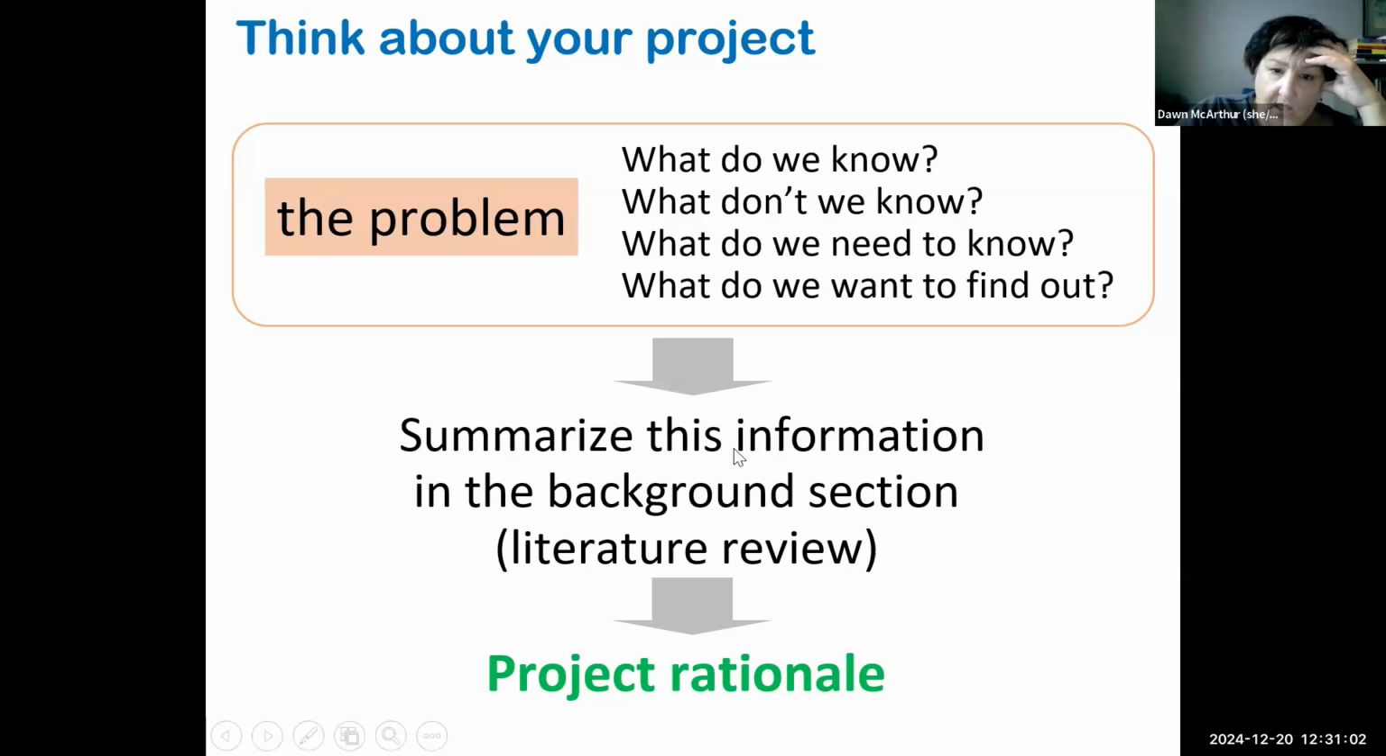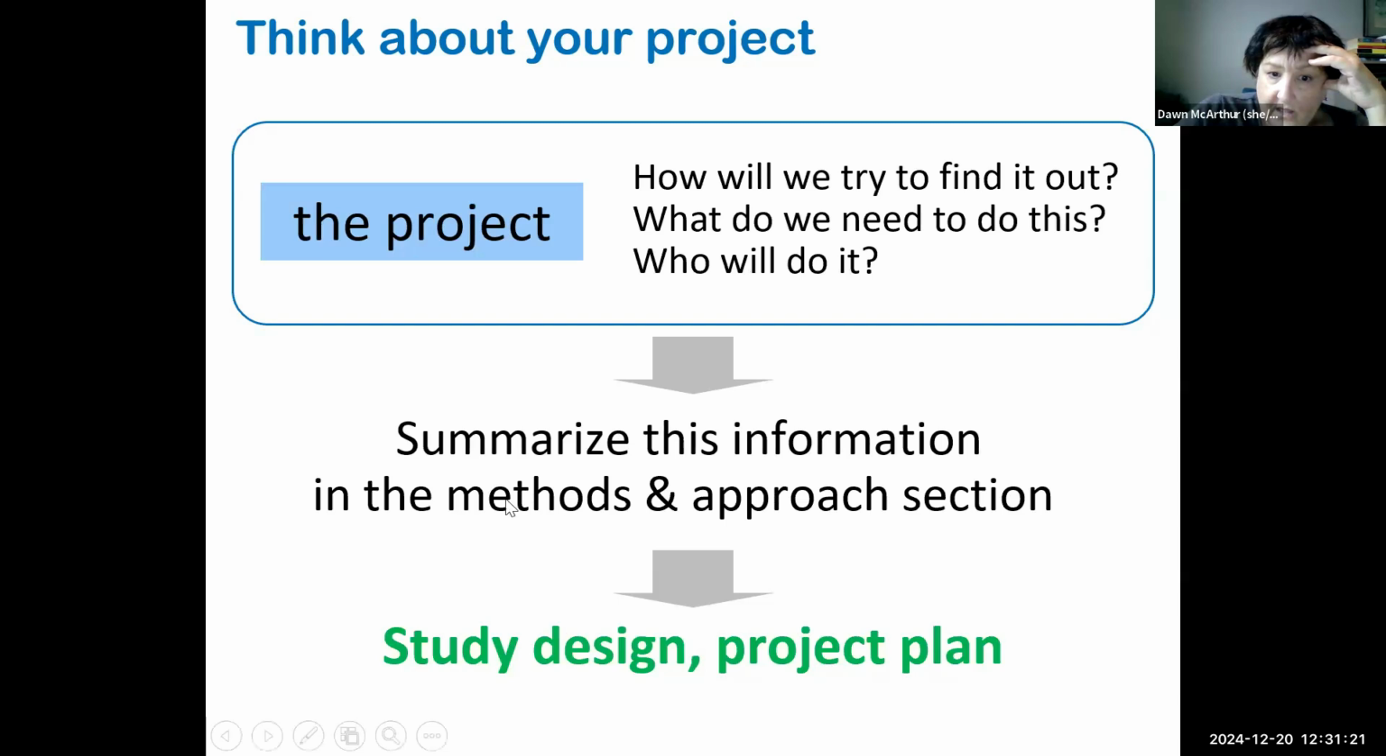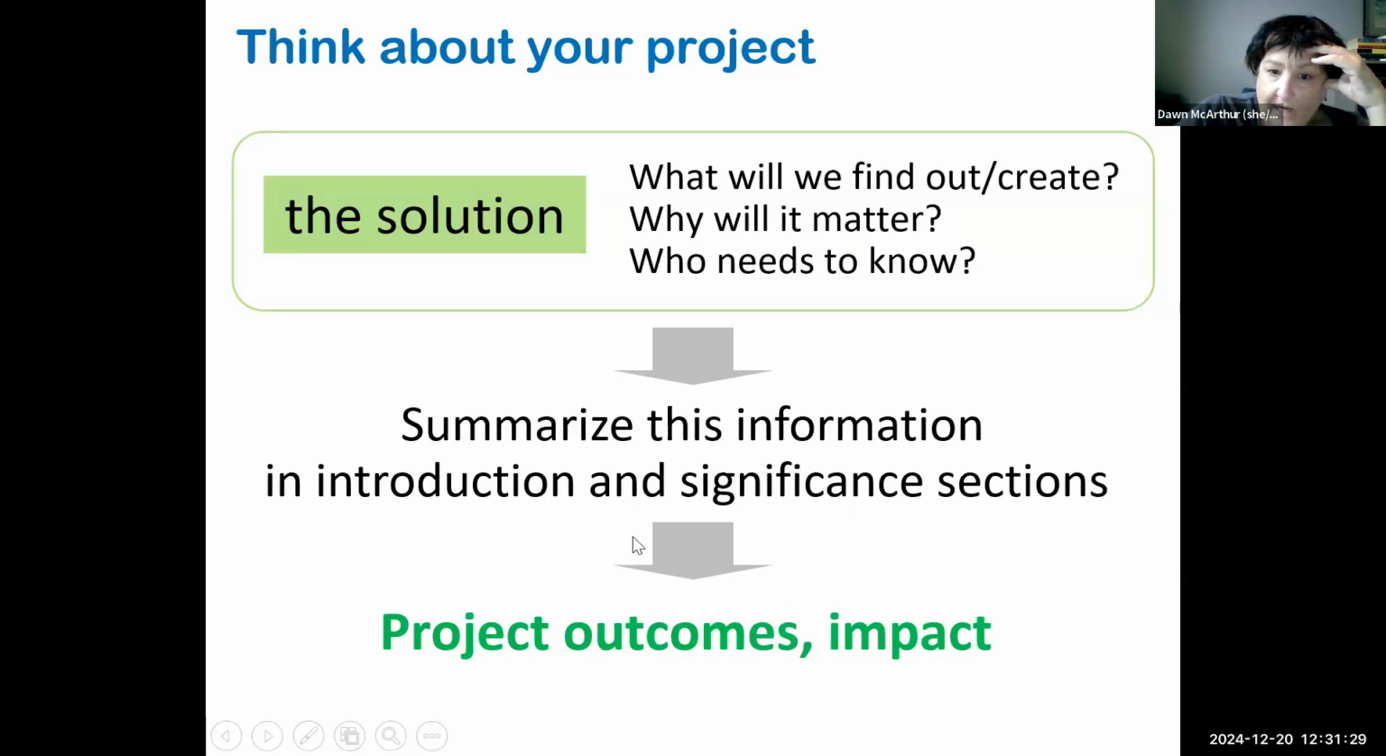The problem is usually the information in your background section and leads to your rationale. Some research is hypothesis driven, so you would put that here: this data supports the hypothesis that. Or it could be question driven, or it could be exploratory. The project is in the methods and approach research plan section, so the study design and the project plan are the project. And the solution is the back end and the front end. Usually you can have it in the introductory section and any significance or discussion section, because it's the outcomes and impact.